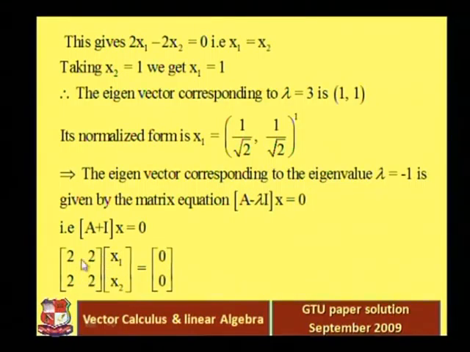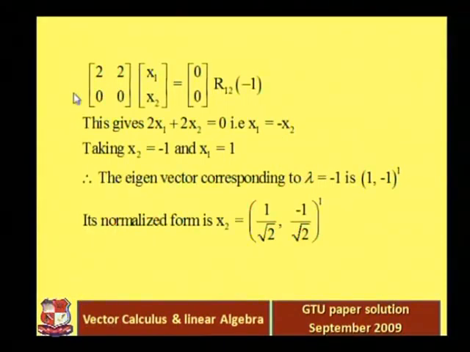Now to convert this matrix into row echelon form, we have to multiply the first row with minus 1 and add it into the second row. So you will get the first row as 2 2 as it is, and the second row becomes 0 0. So 2 2 0 0 times x1 x2 is equal to 0 0, right? We multiply the first row with minus 1 and add it into the second row.